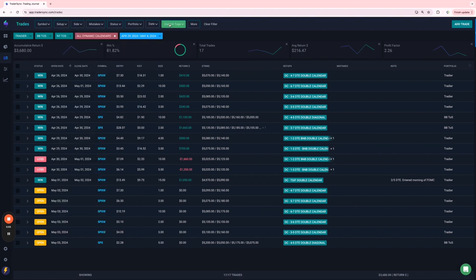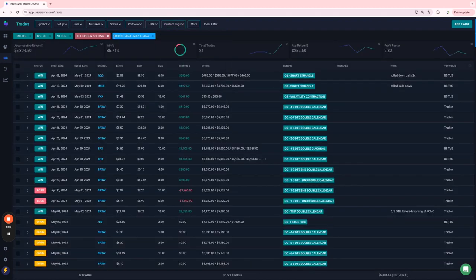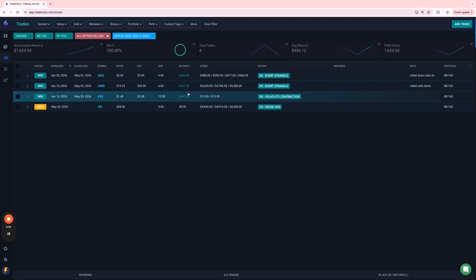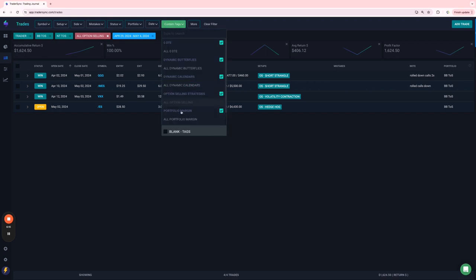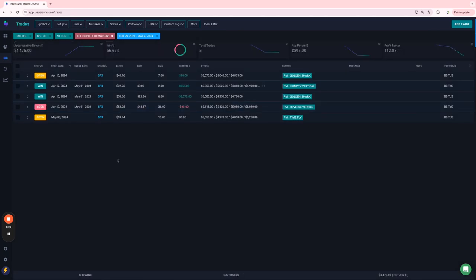And then next category would be option selling. Three winners, short premium in QQQ, short premium in MES, and then a volatility contraction trade in VXX, plus 1600 on those. And then lastly, portfolio margin, plus 4400. Had a nice winner on a Golden Shark for plus 3500. Small winner on a Humpty for 855. Small scratch on a Vertigo.